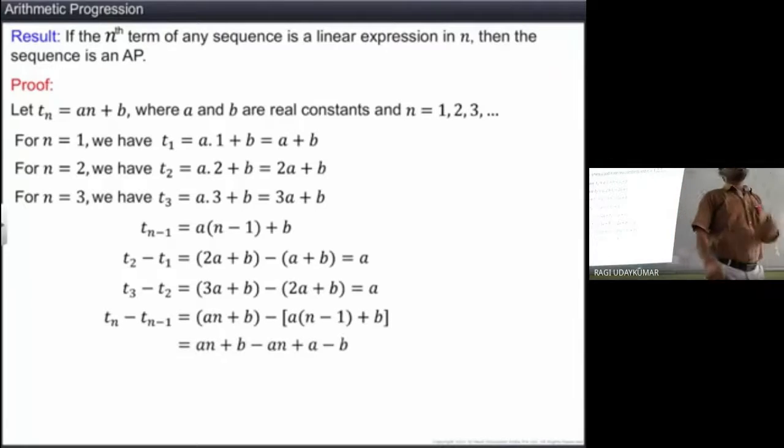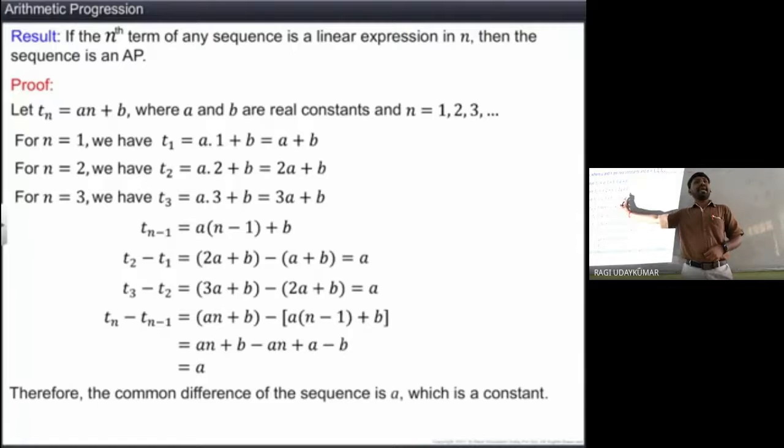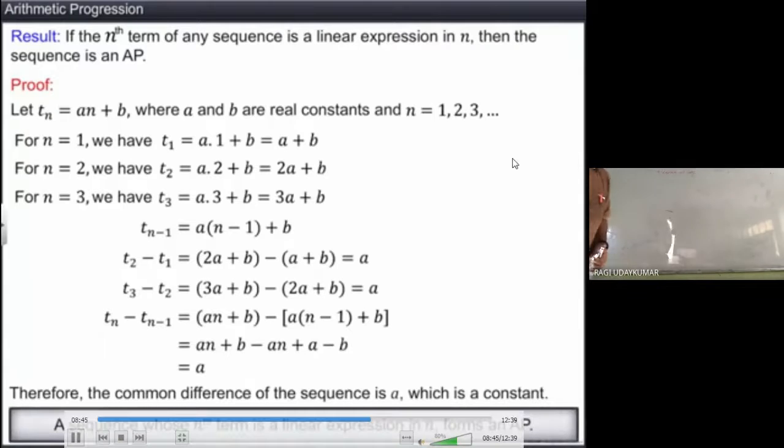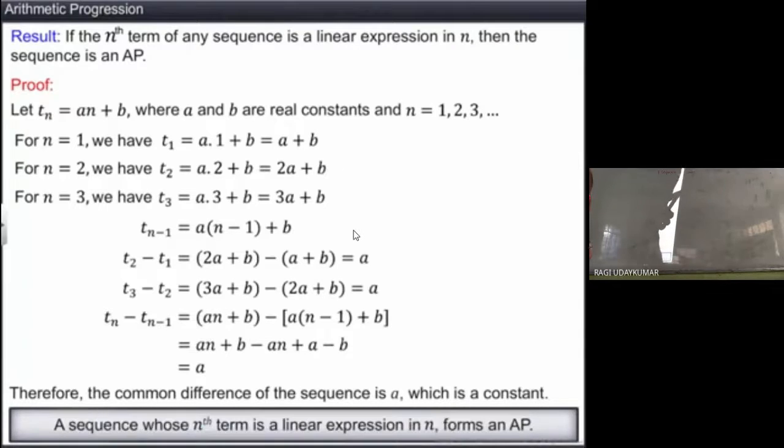If you observe, subtract any consecutive terms: t2 minus t1 gives a, t3 minus t2 gives a, and tn minus tn minus 1 gives a. So the common difference is the same. Since we are getting the same common difference, you can say that this is an arithmetic progression. Given sequences, arithmetic progression or not, how do you see?